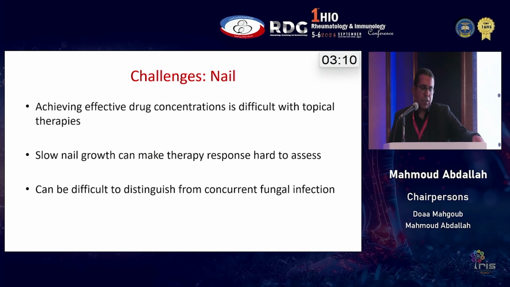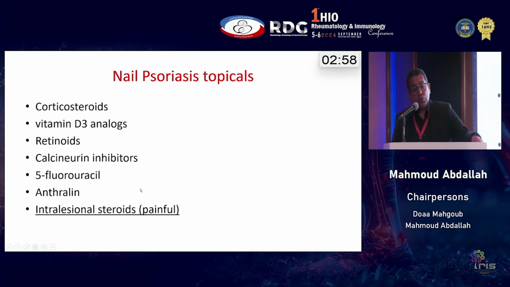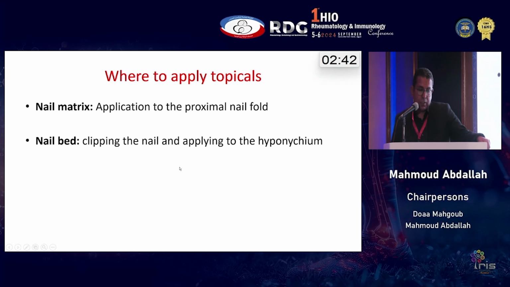And we have a lot of challenges when it comes to the nail. Effective drug concentration is difficult with topical therapies. The slow nail growth makes the therapy response hard to assess, and it can be difficult to diagnose and to distinguish. We can use corticosteroids, vitamin D analog, topical retinoids, or intralesional steroid, which is often not accepted by the patient. However, in patients with up to 3 fingernails involvement, this would be the first choice of treatment.